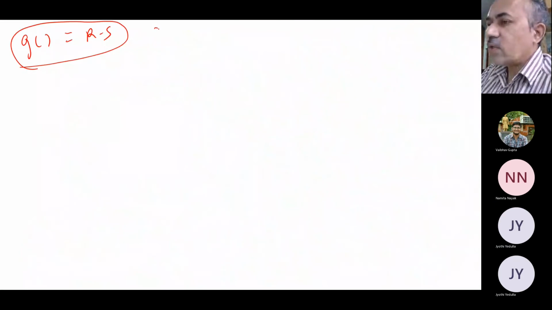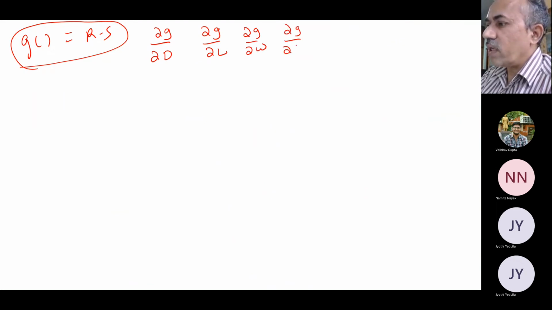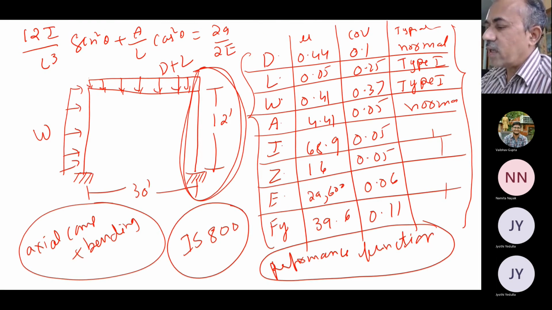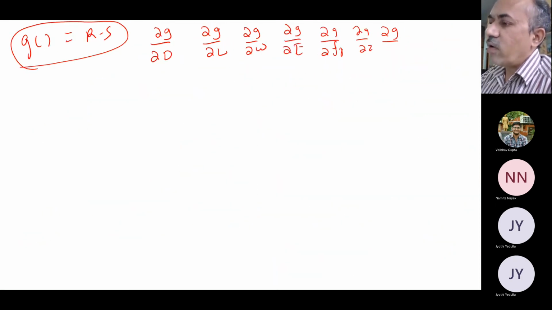So what are those derivatives? I have to find out dou G by dou D, then dou G by dou L, dou G by dou W. You followed. So dou G by dou E, dou G by dou F of Y, dou G by dou Z, dou G by dou whatever other variables are there. You have to find out all these derivatives itself. So you may have to write one more small subroutine which consists of these derivatives, and it is very easy to calculate these derivatives for frame elements also.